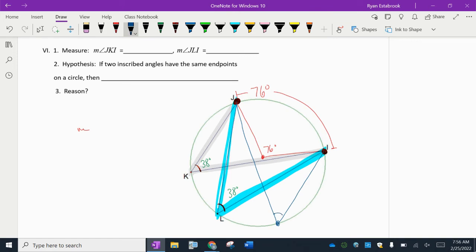If two inscribed angles have the same endpoints, then the angles are equal. And as far as the reason goes, it is because they're both half of the same arc angle. So here is our number 6.